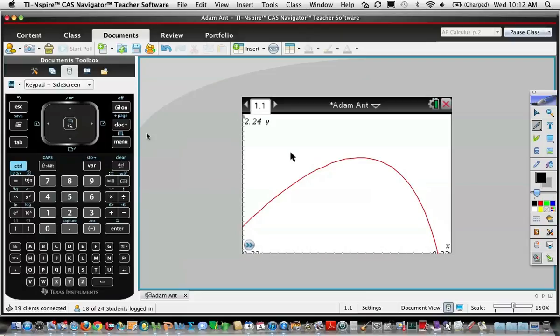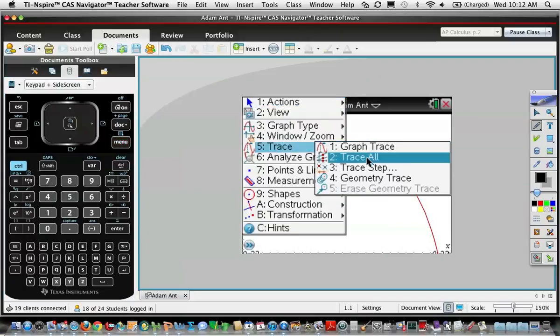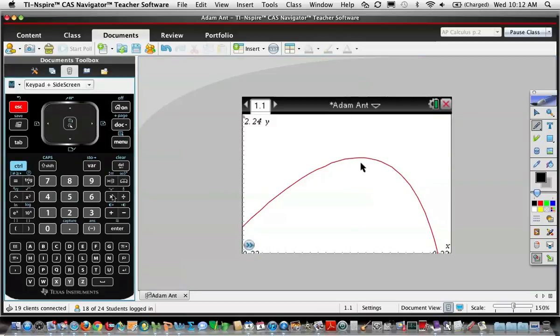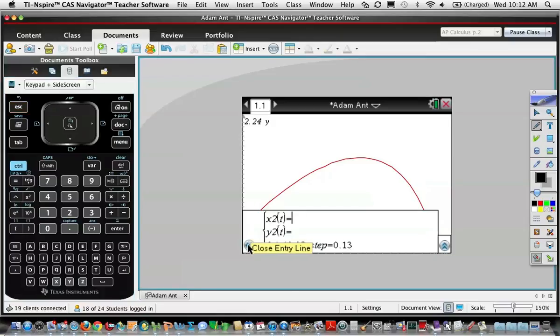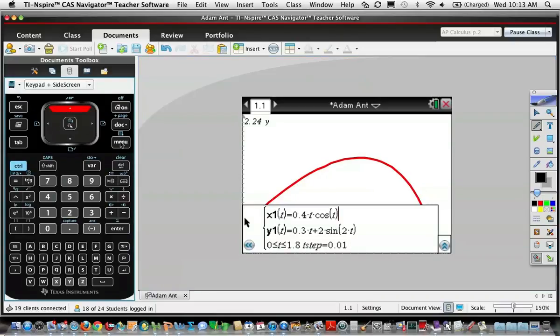Now, what I want to do at this point is trace. Here's the other thing I found. If you go into menu, under trace, there's something called the trace step. On the old calculators, the t-step and the trace step were the same. It's not true in this one. When I go into this equation line down here, this t-step used to also be the factor that it traced on. That's not true in this one. So the t-step here is just when it graphs. The smaller you make that, the smoother it'll be.